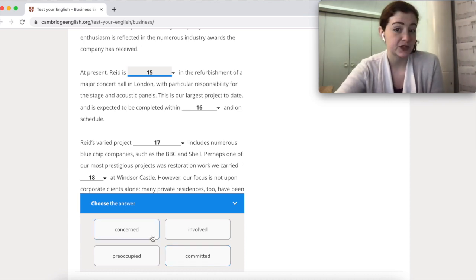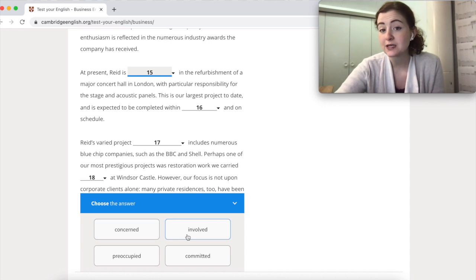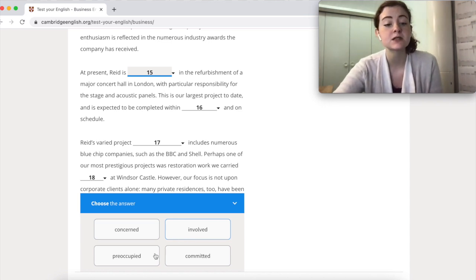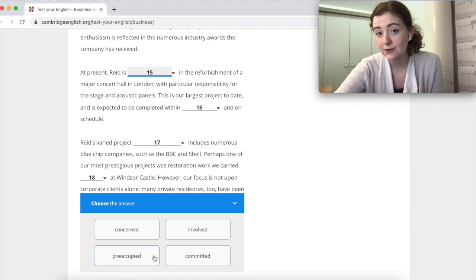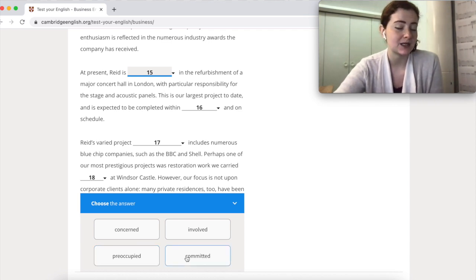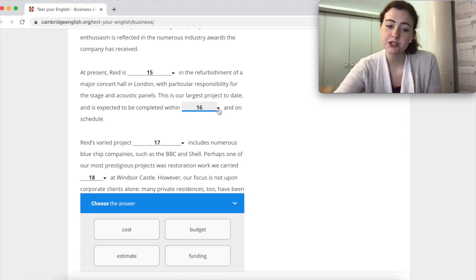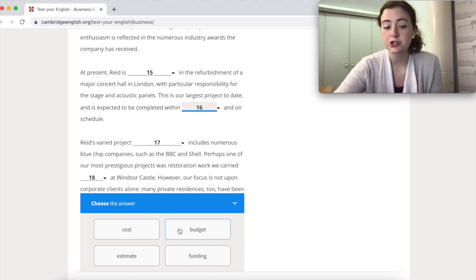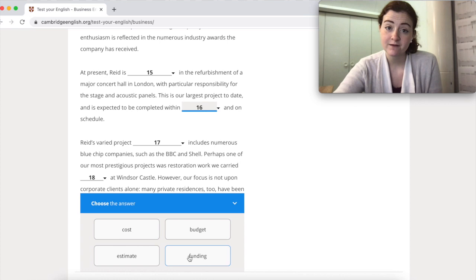Reed is concerned in the refurbishment. Reed is involved in the refurbishment. Reed is preoccupied in the refurbishment. Reed is committed in the refurbishment. Number 16's options: cost, budget, estimate, funding. Is expected to be completed within cost and, within budget and, within estimate and, within funding and.